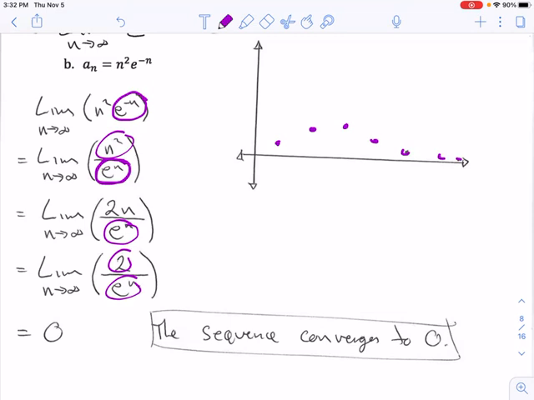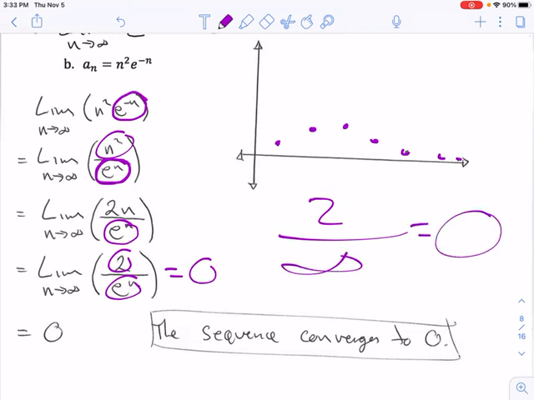Now I can apply L'Hopital's rule. As n approaches infinity, e to the infinity is getting infinitely large. So that means that this whole thing is approaching 0. When you have a constant in the numerator and the denominator is getting infinitely large, this whole thing is always approaching 0. And so therefore, the sequence is indeed approaching 0, just like our graph had suggested.